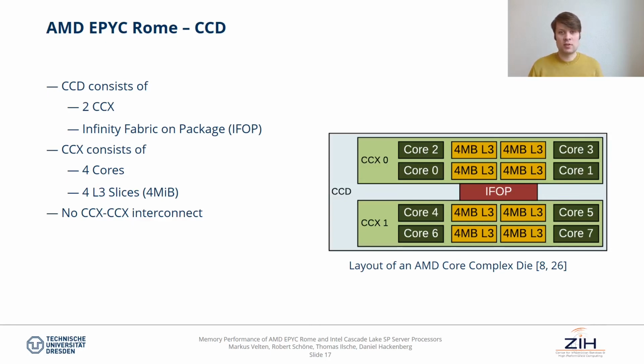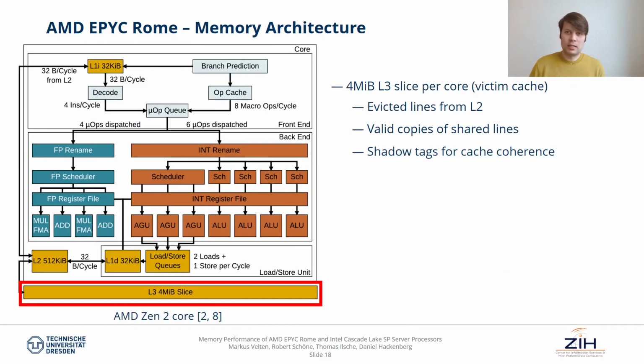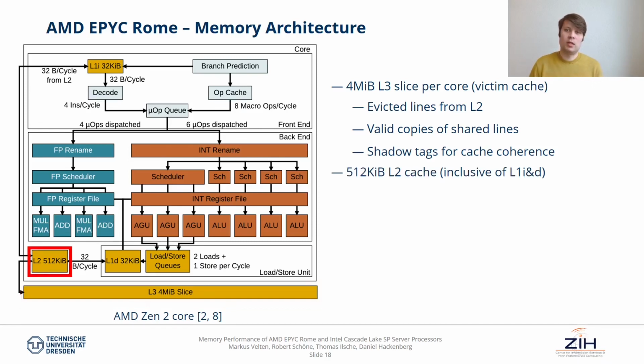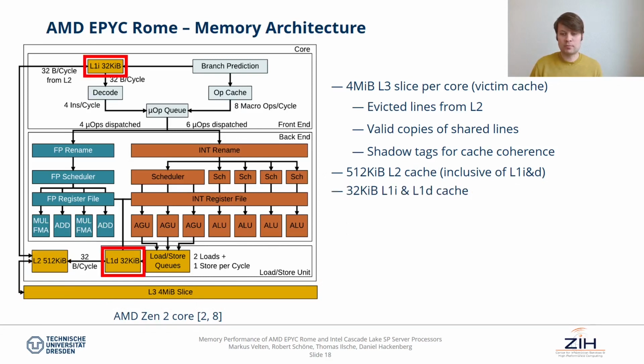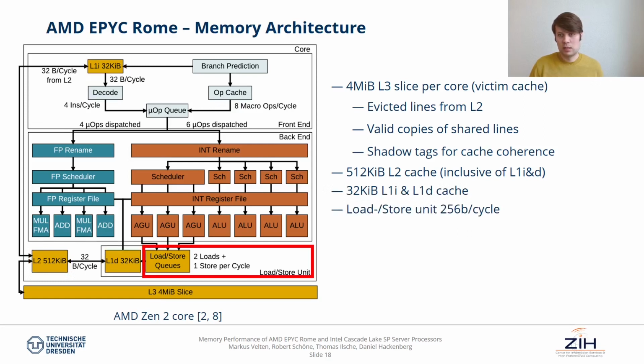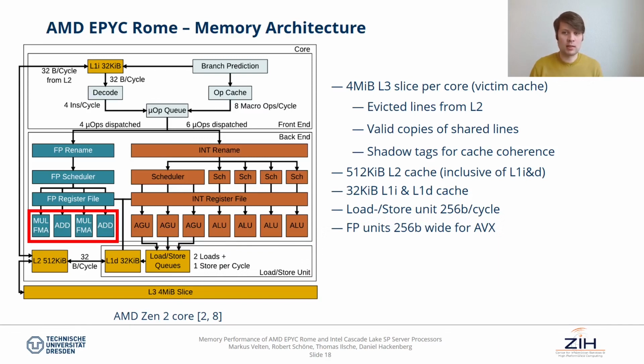Each CCX consists of 4 cores and 4 L3 cache slices, and each core has its own L3 slice, which is a victim cache that holds evicted lines from the L2 cache, valid copies of shared lines, and shadow tags for cache coherence. The L2 cache is inclusive of the L1 instruction and data caches, which are both equal in size. The load store unit is able to perform loads and stores with a width of 256 bits, which is relevant because the floating point units are 256 bits wide as well for AVX instructions.